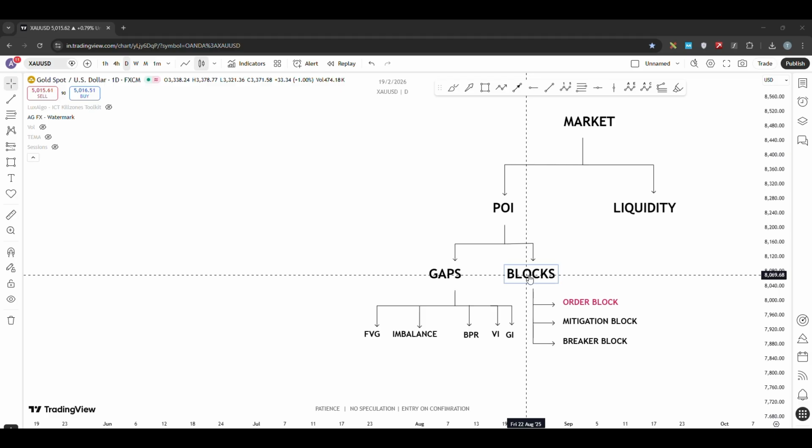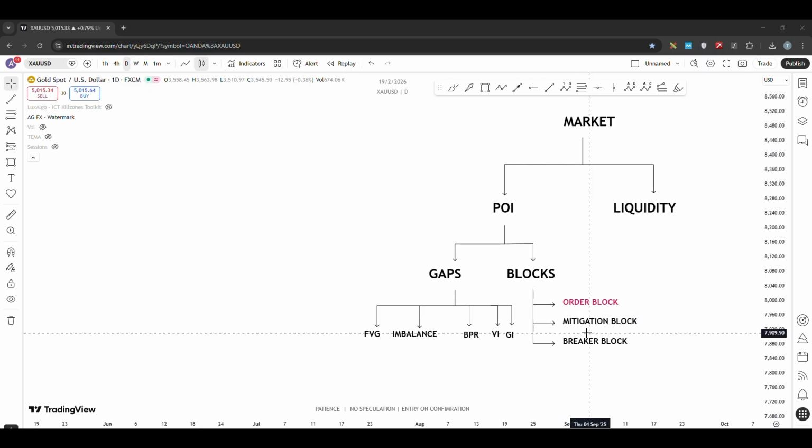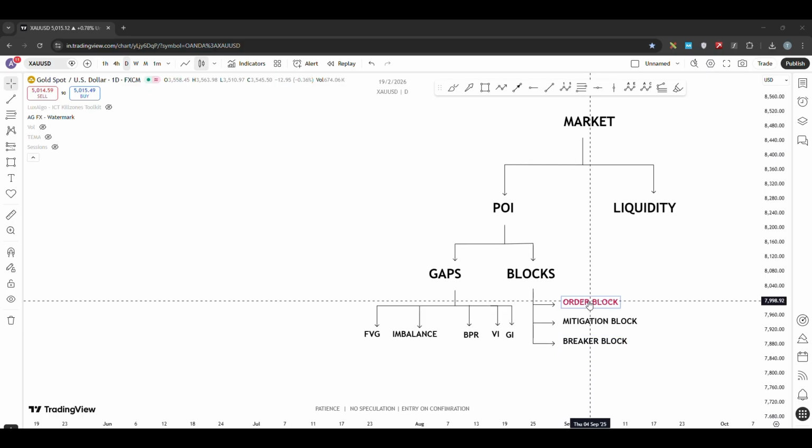And inside blocks there are mostly three important kinds of blocks that you see in the market. First, we have got order block, which is the most important one, which we'll be studying in this session. Then we have got mitigation block and also breaker block. Okay, so mitigation and breaker, they are very, you can say, similar to each other, but there is a small difference between them. But overall, mitigation and breaker, you can see they are same stuff. They're the same kind of POI, same kind of blocks, and we will do a different session on mitigation and breaker block as well. But today we'll be only focusing on order blocks.